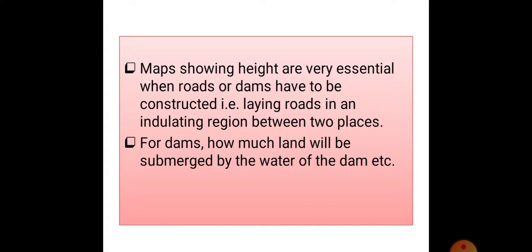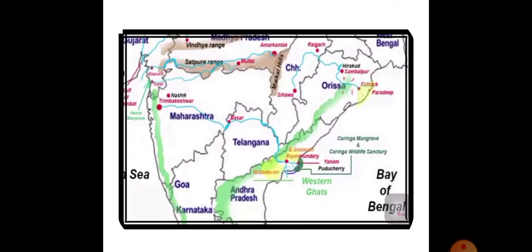Maps also show height, because when we are constructing roads or dams, it is very important to know the height of the land. So maps come into the picture there. And for dam construction, as I said, how much land is submerged by the water of the dam, etc. Because again, we have to be careful about the surrounding villages as well. So maps are very much needed. Let's have a look. If you see the green line passing by Godavari, this is the map.